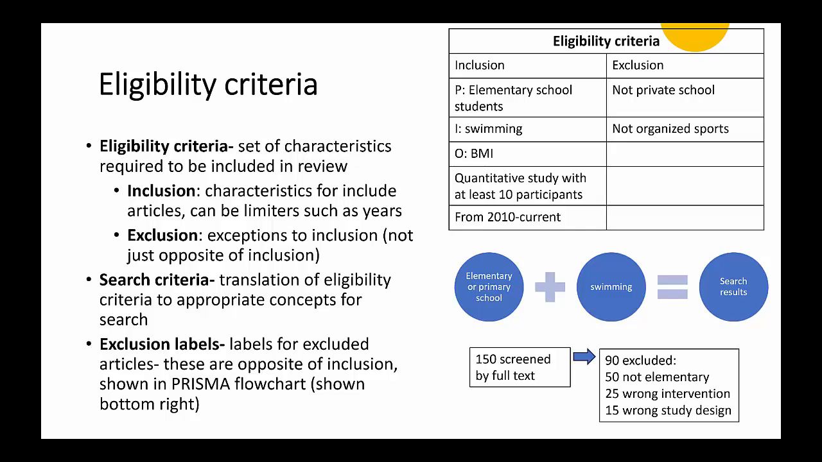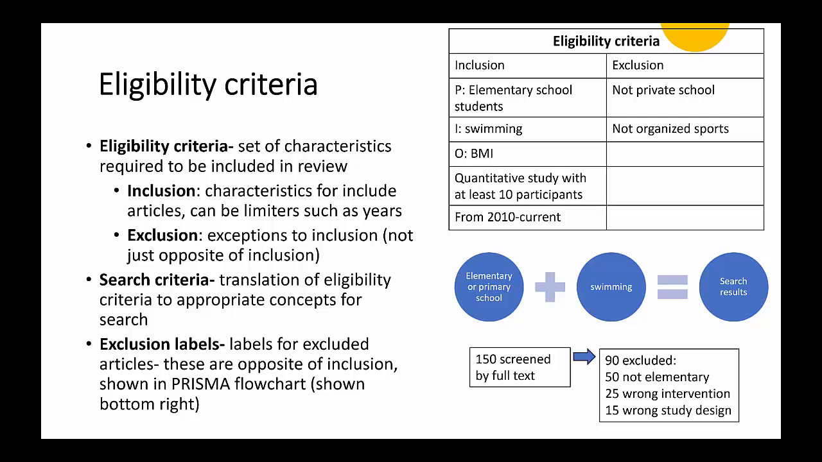So I thought I would take a few minutes here and talk about the difference between eligibility criteria, the search criteria, and exclusion labels. This is something that my clients get really confused about. And so when I'm asking them questions, sometimes they give me strange answers. And so it's something I go over a lot with them.